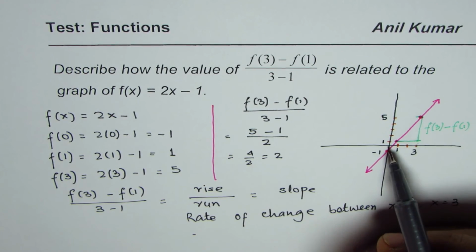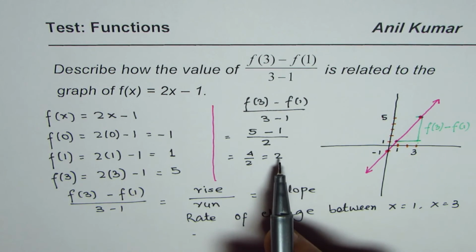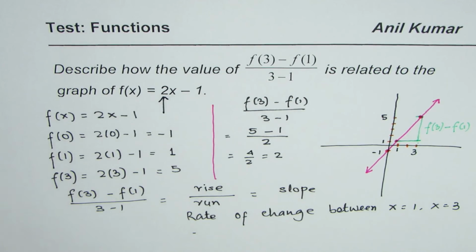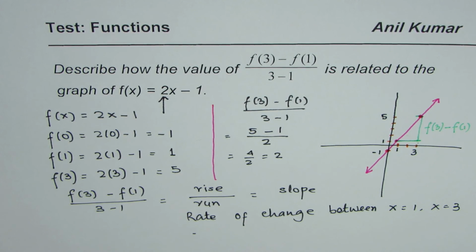So in this particular case, as you can see, the slope of this particular line is 2, which you can also read from y = mx + p, and that is the rate of change between the given points.